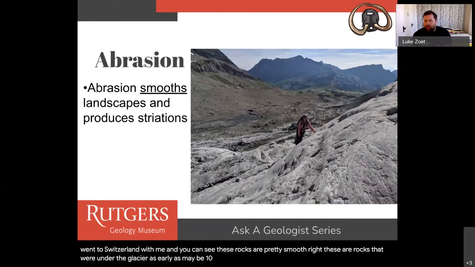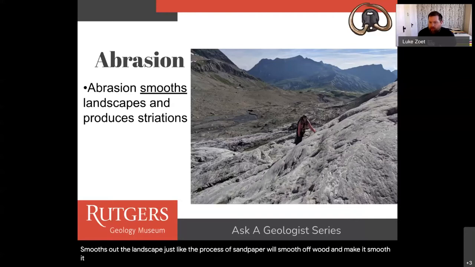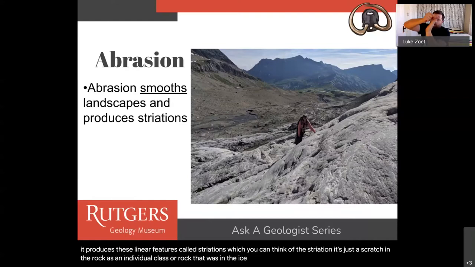And when that happened, the rocks were ground away by the debris that was in the ice, smoothing them over time. So abrasion, the process of abrasion, smooths out the landscape, just like sandpaper will smooth off wood. It produces these linear features called striations, which you can think of as just a scratch in the rock. As an individual clast, or rock that was in the ice, gets dragged along the bed and you take it away, you're left with a scratch mark in the bed. That's what the striation is.